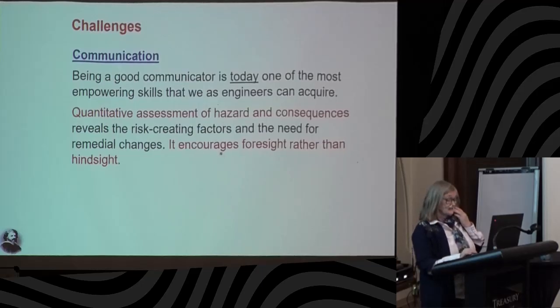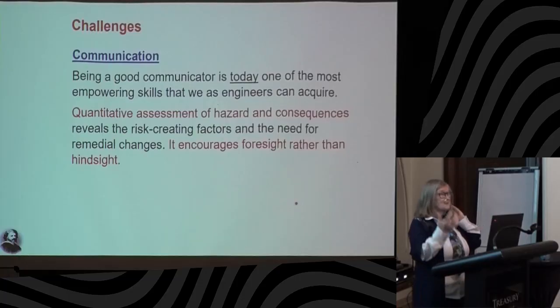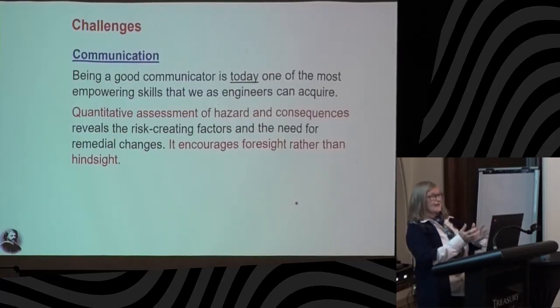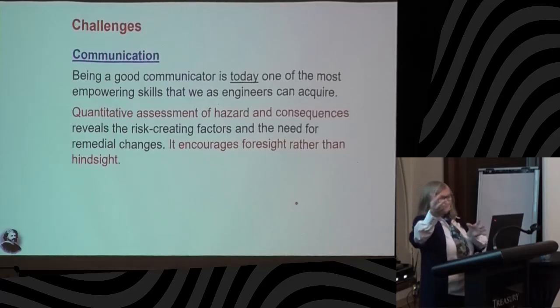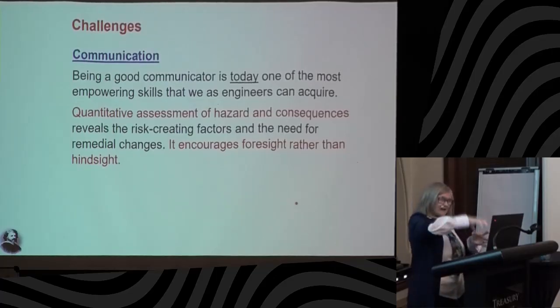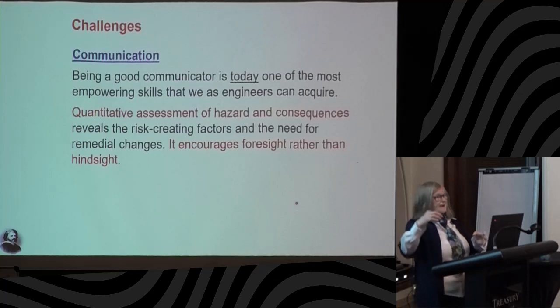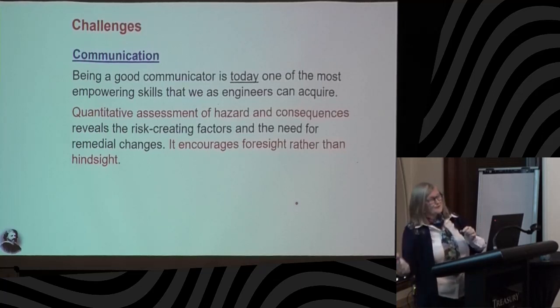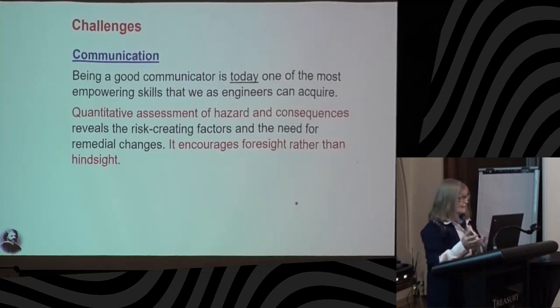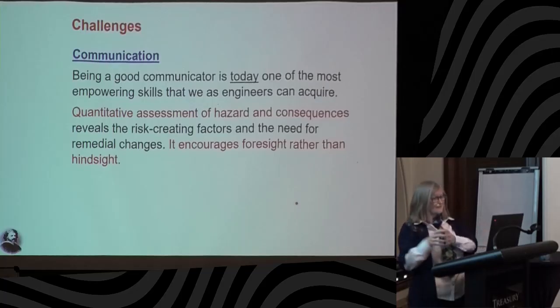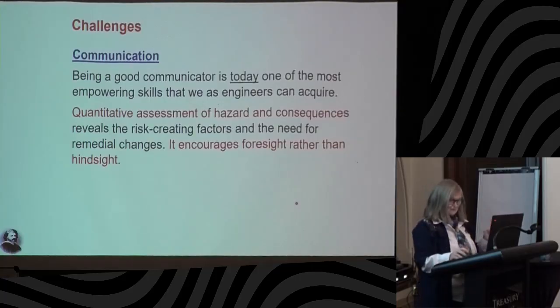And the quantitative assessment reveals the risk-creating factors and the need for immediate change, and that's easy to talk about. You say, well, you see, if all of a sudden this slope fails in the reservoir, then it creates a big wave, then the water will start flowing. And if it's an embankment dam, it might get completely unraveled. If it's a concrete dam, no problem.